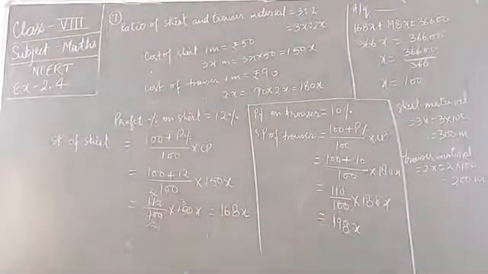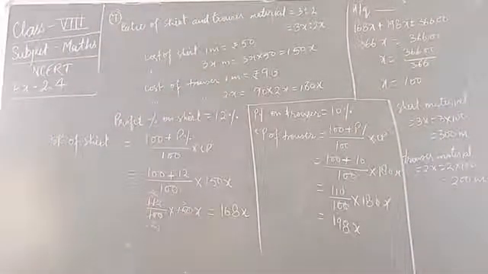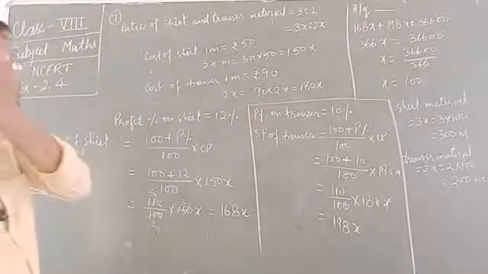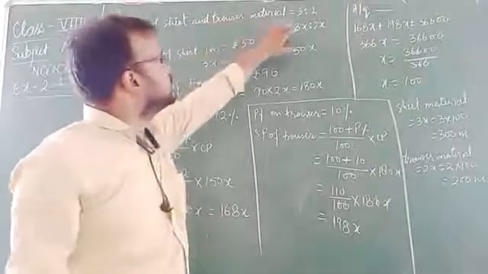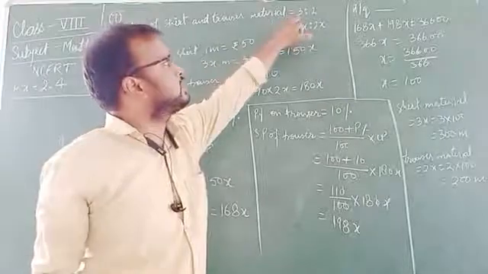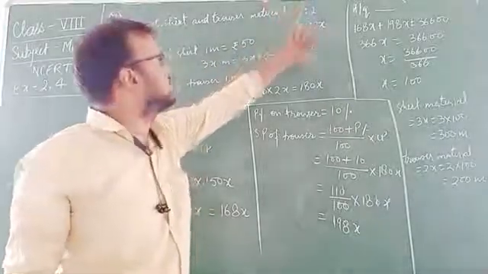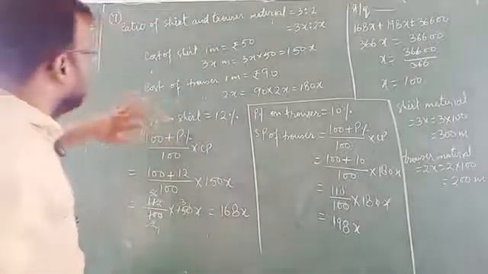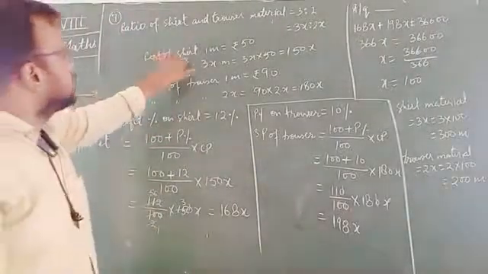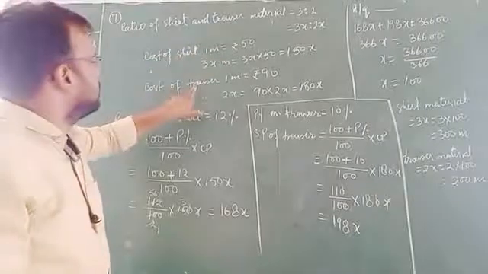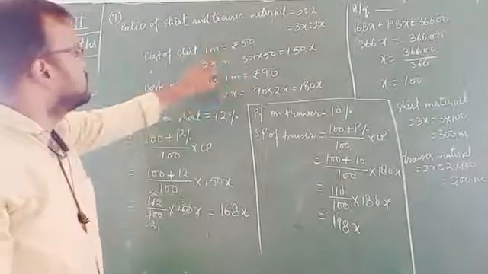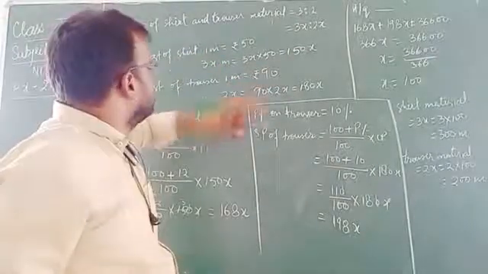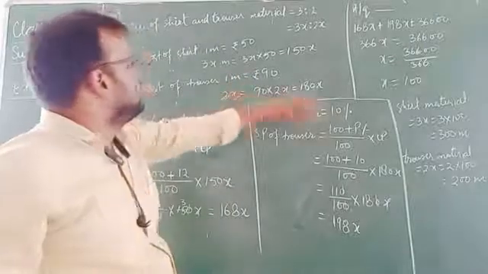A sort of long question. Again, ratio of shirt and trouser is given 3:2. It is 3 meter shirt and 2 meter trouser, which can be written as 3x:2x. Here it is given the cost of 1 meter shirt is 50 and cost of 1 meter trouser is 90. So 3x into 50 is 150x, and for 2x meter it is 180x.